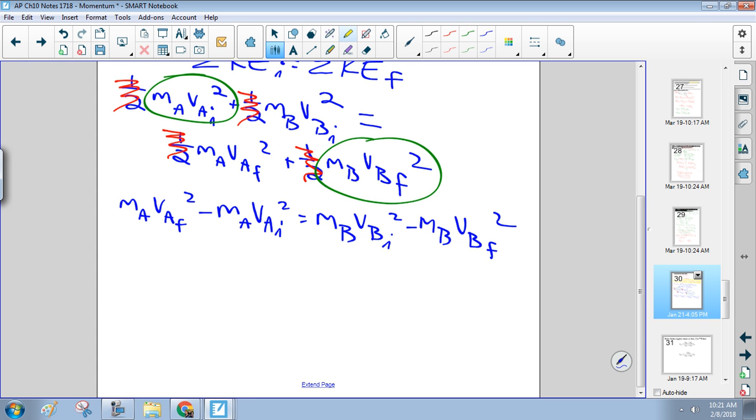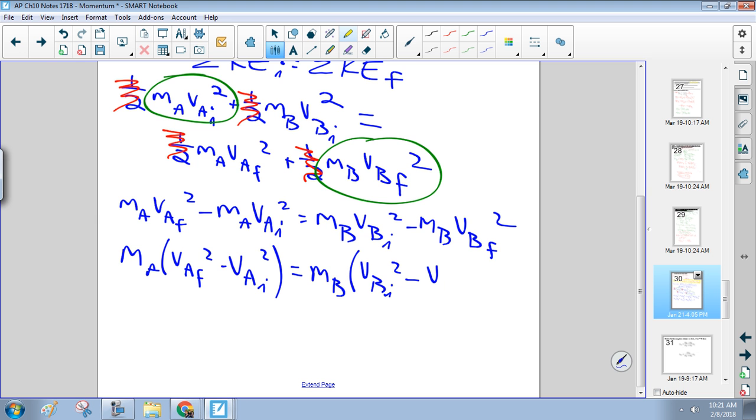Any problems? Yay, algebra. All right, so now I'm going to factor out my masses. So I get mass of A times velocity of A final squared minus velocity of A initial squared. And over here, I got mass of B times velocity of B initial squared minus velocity of B final squared. We're almost done, I promise.